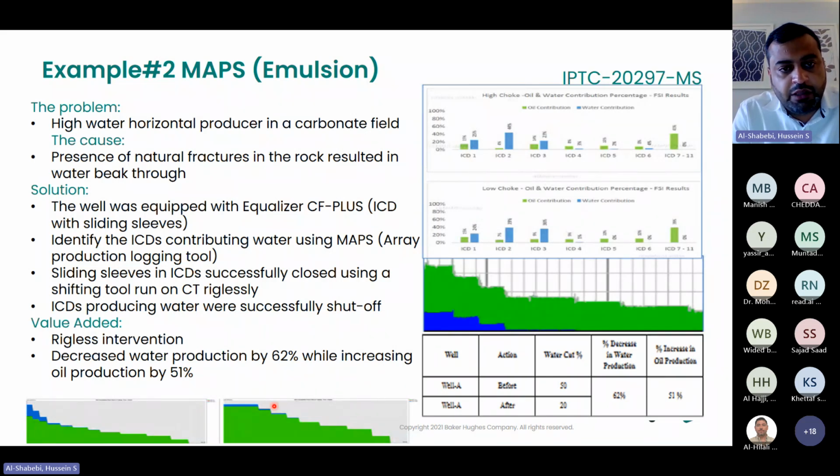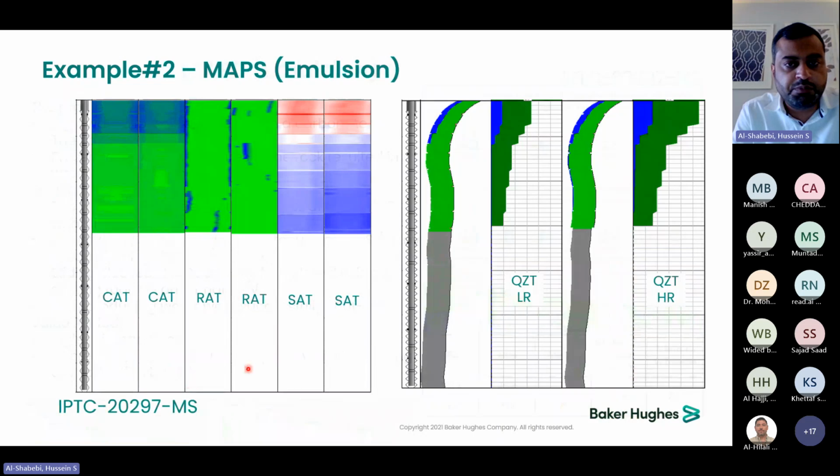And after testing, from the results, what they observed is that the water cut was reduced by almost 62%, and the oil production was increased by almost 51%. And this paper is published in IPTC 2029-7.